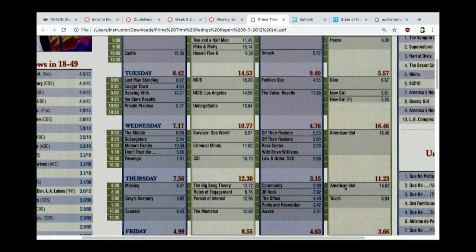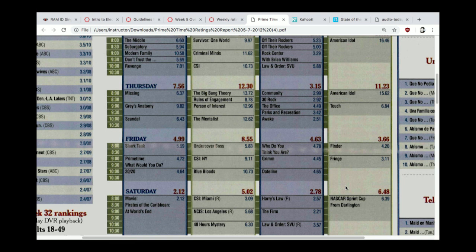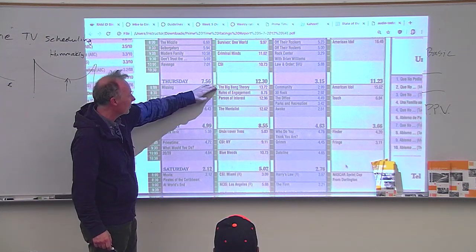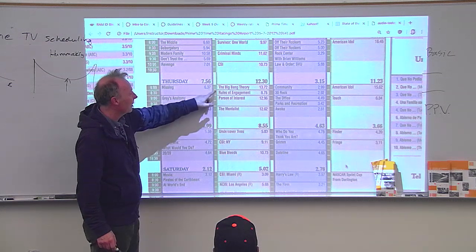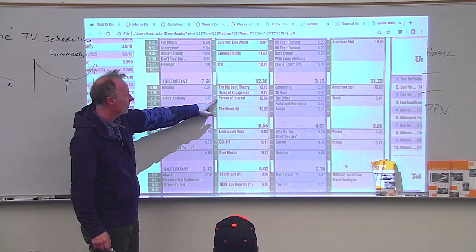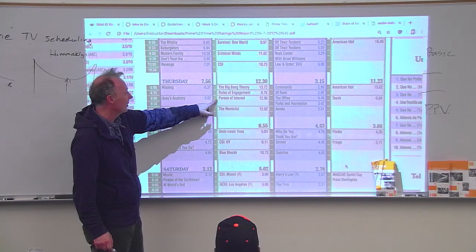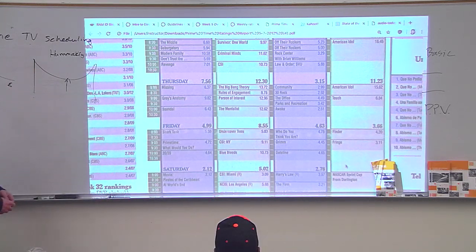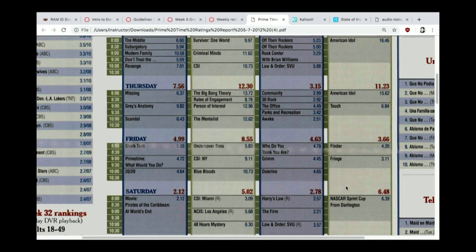We're seeing this on CBS on Thursday night. Big Bang Theory is about to go off the air, but it's been a huge sitcom for them for years and years. So there's a good example of hammocking. Big Bang Theory, Person of Interest, rating almost as highly as Big Bang Theory, and propping up something in the middle called Rules of Engagement. You can see by the numbers that it's basically two highly rated shows holding up something in the middle. So that would be an example of hammocking there. It's like balancing it out.